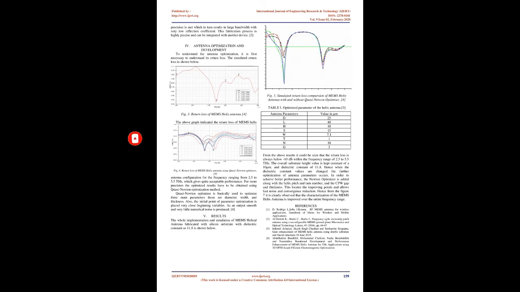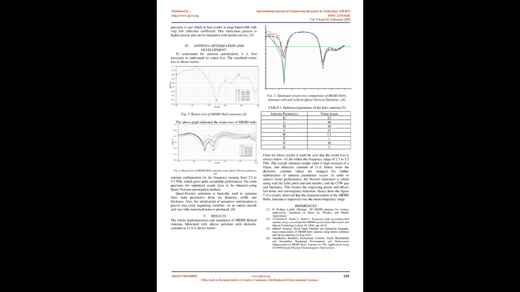4. Antenna optimization and development. To understand the antenna optimization, it is first necessary to understand its return loss. The simulated return loss is shown below. Fig. 3. Return loss of MEMS helix antenna. The above graph indicates the return loss of MEMS helix antenna configuration for the frequency ranging from 2.5 to 5.5 THz, which gives quite acceptable performance.